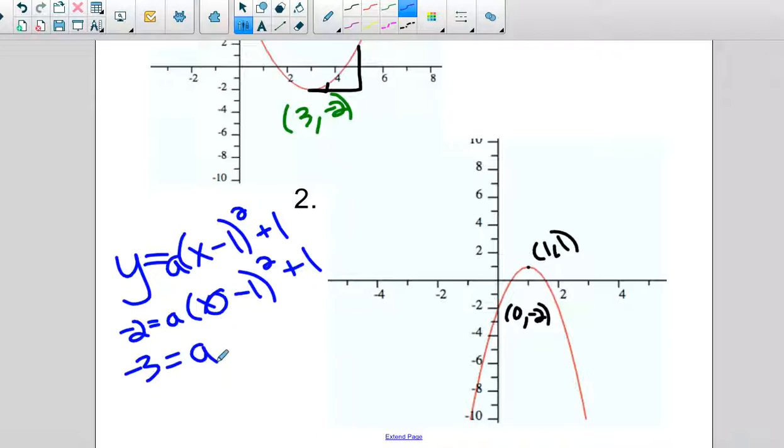And that's it. So put it into an equation, and I get y equals negative 3 x minus 1 squared plus 1. And that's it. That's a negative sign here. Negative 3. All right, so if you did that, then you are good.